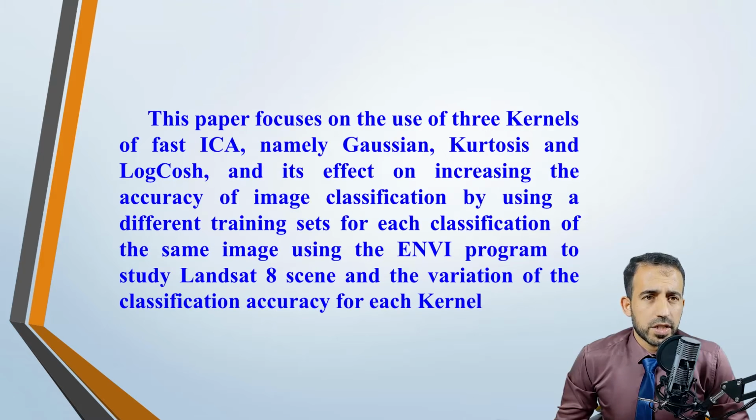This paper focuses on the use of three kernels of FastICA, namely Gaussian, Kurtosis, and LogCosh, and their effect on increasing the accuracy of image classification, by using different training sets for each classification of the same image using the ENVI program to study the Landsat 8 scene, and the variation of the classification accuracy for each kernel.